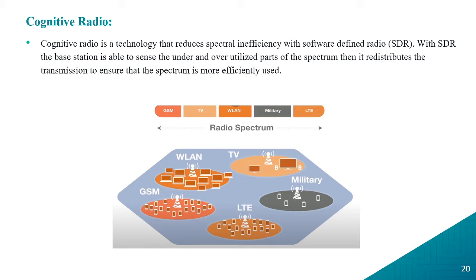Now cognitive radio is a technology that reduces spectral inefficiency with software defined radio, SDR. With SDR, the base station is able to sense the under and overutilized parts of the spectrum, then it redistributes the transmission to ensure that the spectrum is more efficiently used. For example, here SDR enables the GSM base station to ask the military or TV base station if it can share the radio spectrum with it without much interference. If this is permitted, then some of the TV or military spectrum is used, reducing the spectral inefficiency.